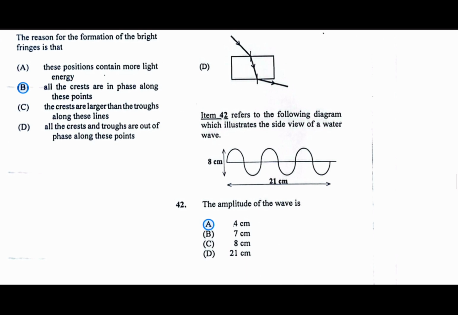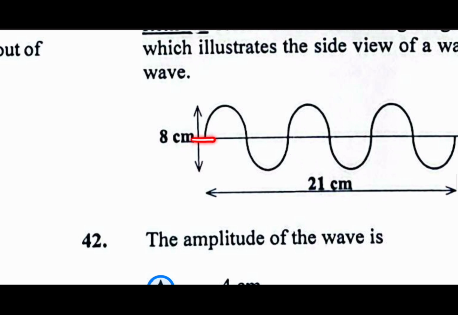Question 42. The amplitude of the wave is, now some people might be quick to put 8, but 8 is wrong. The amplitude corresponds to this portion over here, or this portion. So that's going to be half of 8, which is 4 centimeters.